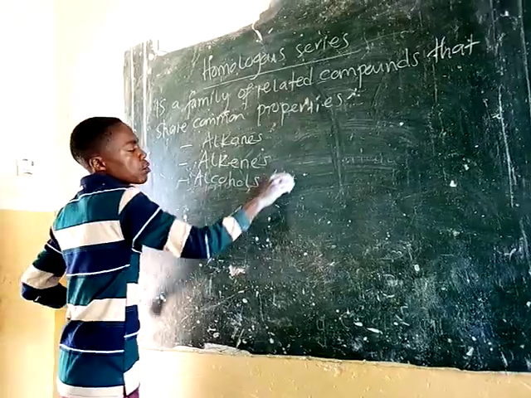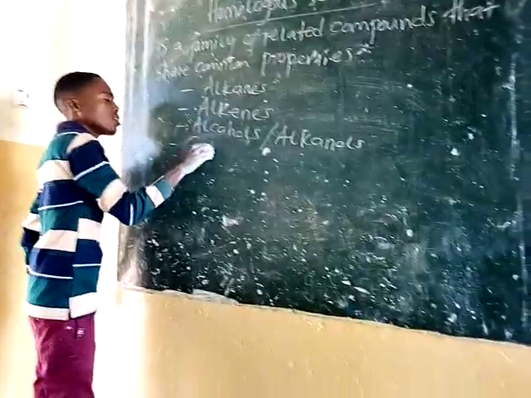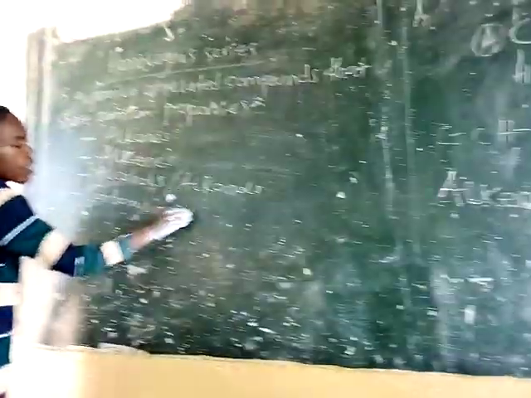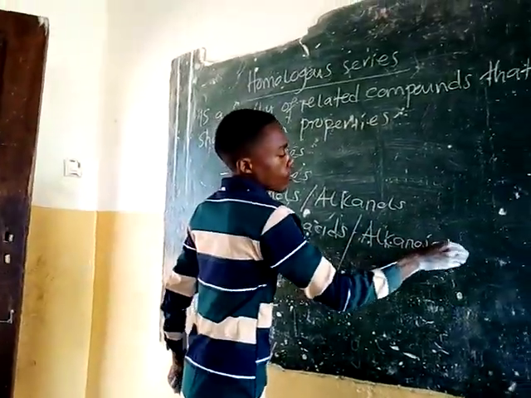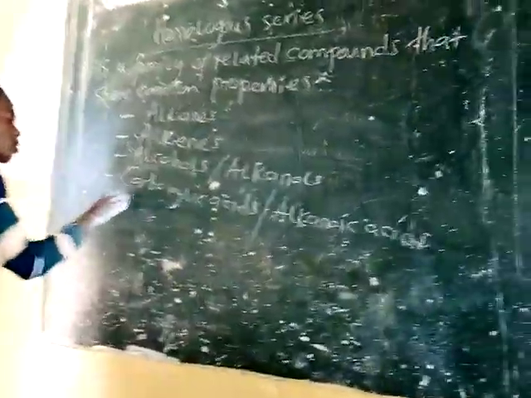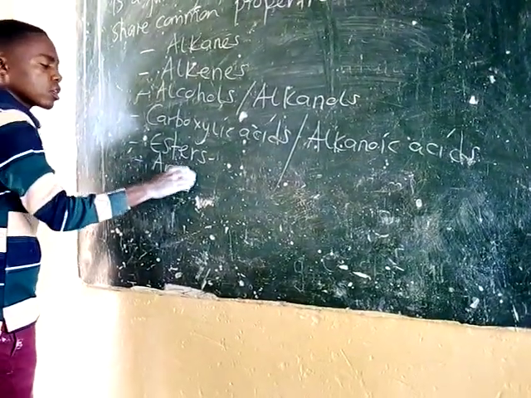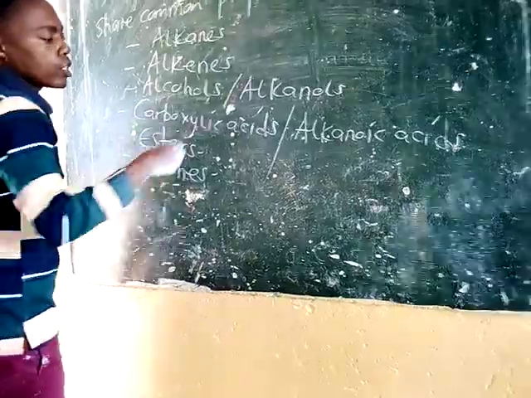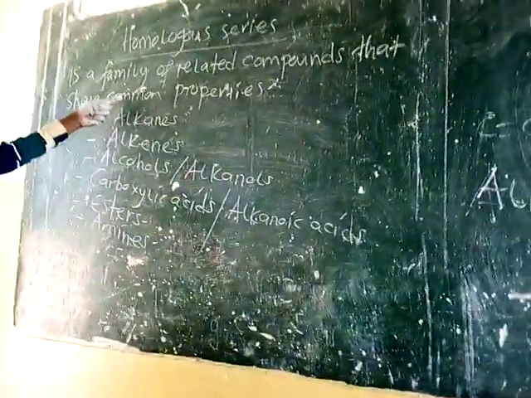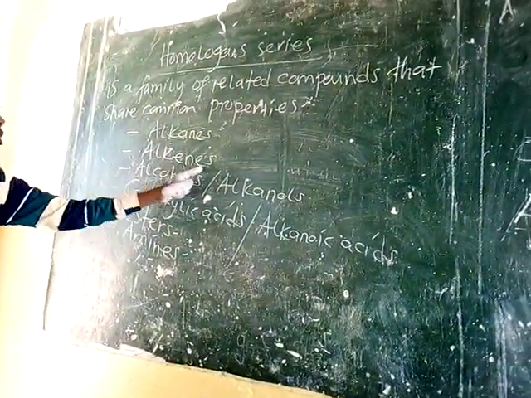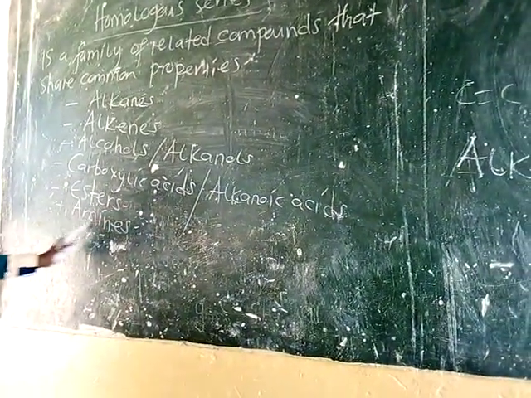alcohols, also known as alkanols. Apart from that, we have carboxylic acids or alkanoic acids. Other homologous series include esters, amides, aldehydes, ketones, and so on and so forth. But we are going to look at these homologous series: alkanes, alcohols or alkanols, carboxylic acids or alkanoic acids, esters, and the amides.